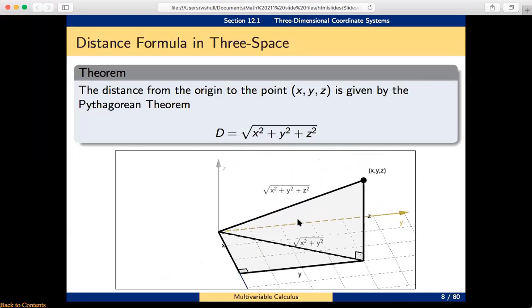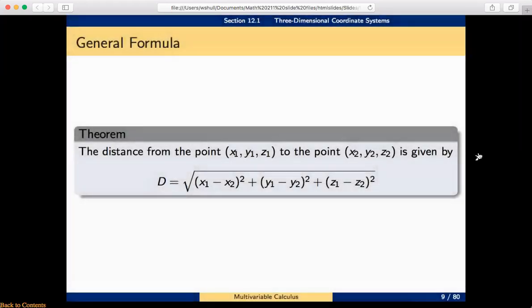Now, if we instead bring things into the third dimension, then one of the legs of this other triangle here is now the root of x squared plus y squared, and the other is z. Apply the Pythagorean theorem to that, we get the root of x squared plus y squared plus z squared. So that is the distance from the origin to any given point x, y, z. More generally, the distance between any two points, x1, y1, z1, and x2, y2, z2, is this.